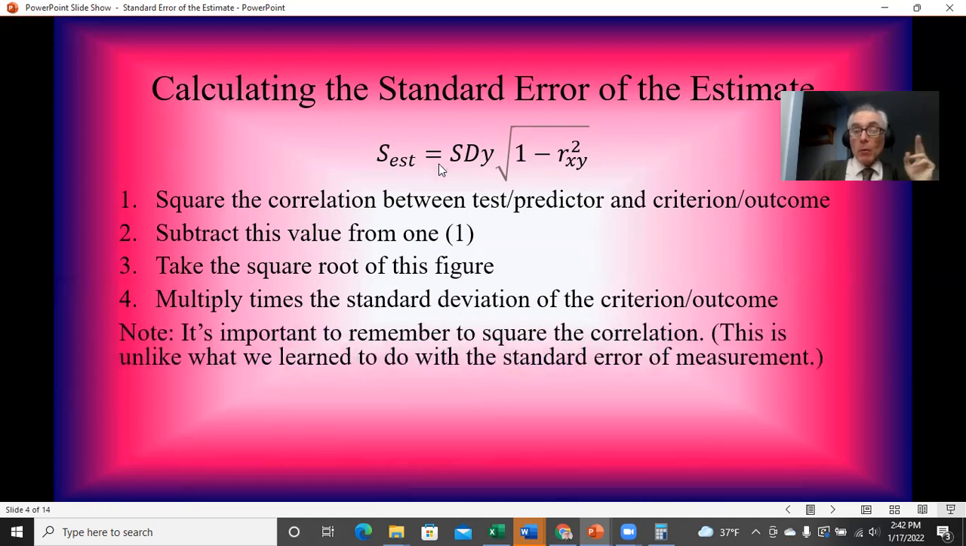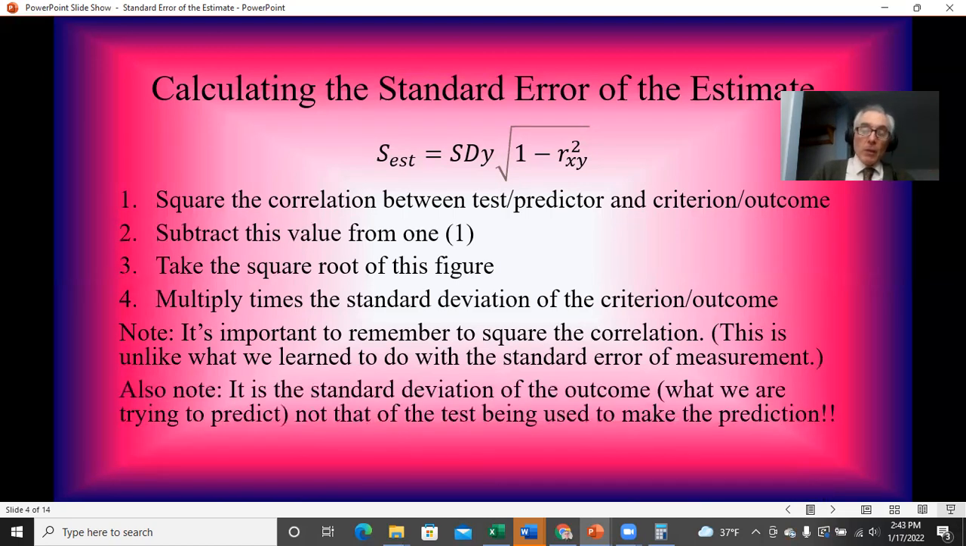So the two things to remember that are important, because it's very easy to mess these up, are first, we do need to square the correlation. Now I'm emphasizing that because if you've grown accustomed to calculating the standard error of measurement, you're used to not squaring the reliability coefficient. Here you do. Just a small difference, but it can lead to substantial errors in our calculations. And the second thing, as I've already said, is it's the standard deviation of what we're trying to predict, not of the test.